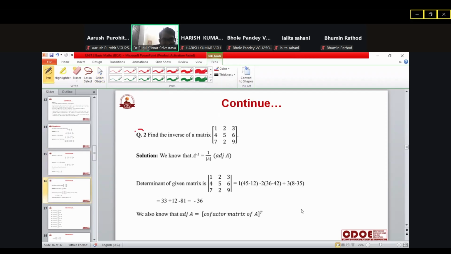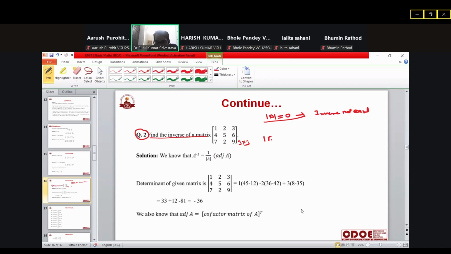First of all, we have question number 2. We have to find the inverse of this matrix. The matrix is given by 1, 2, 3, 4, 5, 6, and 7, 2, 9. This is the matrix, and this matrix is of order 3 by 3. Is all of this clear? Before finding the inverse of a matrix, हमें क्या करना है? We have to check its determinant value. If determinant of A is equal to 0, inverse does not exist. Inverse does not exist. So for the existence of the inverse of a matrix, the determinant should be non-zero. So first of all, we have to compute the value of the determinant.